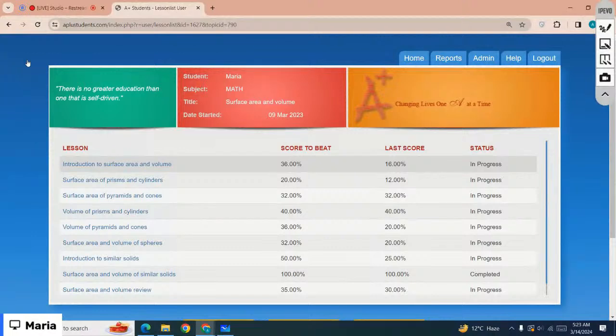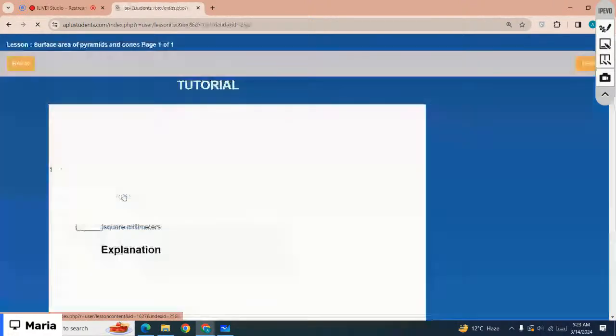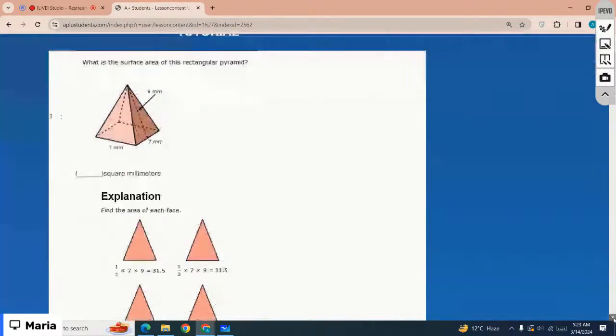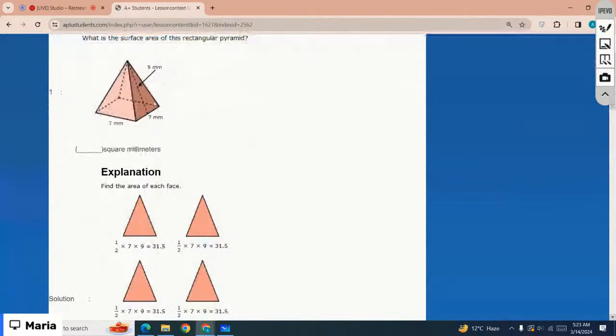The next one is surface area of pyramids and cones. How do we calculate the surface area of pyramids and cones? You are given a rectangular pyramid. What is the surface area of this rectangular pyramid? You have to calculate the surface area of each face, right? It has one, two, three, four triangular faces and one rectangular face.